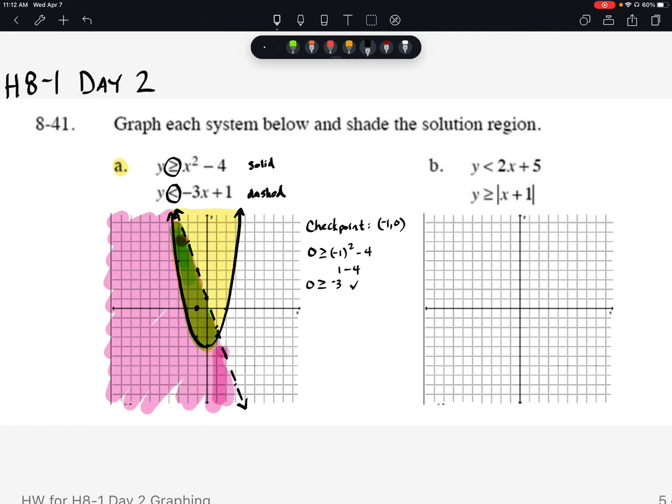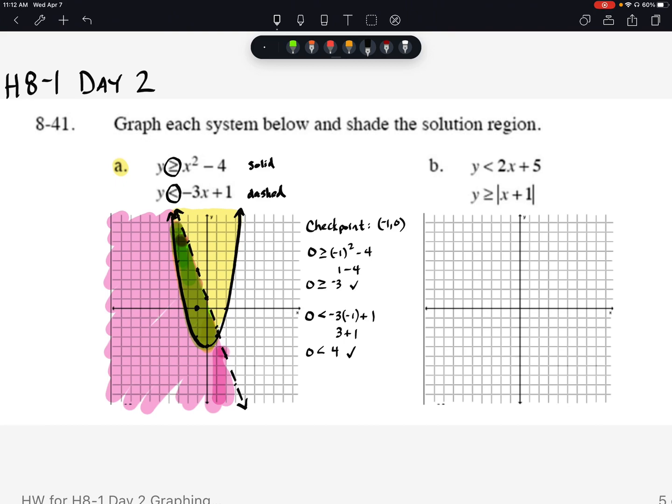And then let's do the second one. We've got 0 is less than -3 times -1 plus 1. That's going to give us 3 plus 1 is 4. And 0 is less than 4, so that one works. So that's an easy way to double check that we've got it correct.